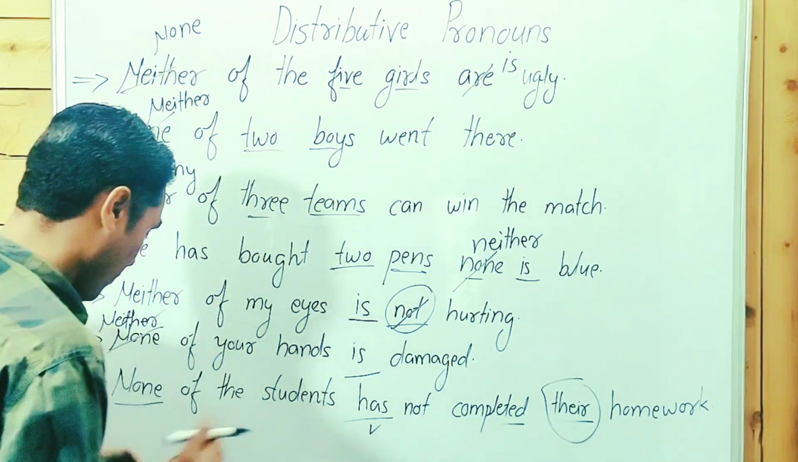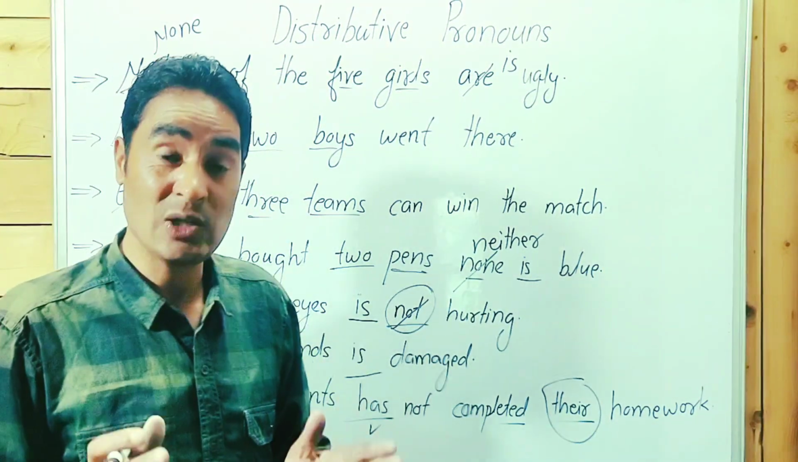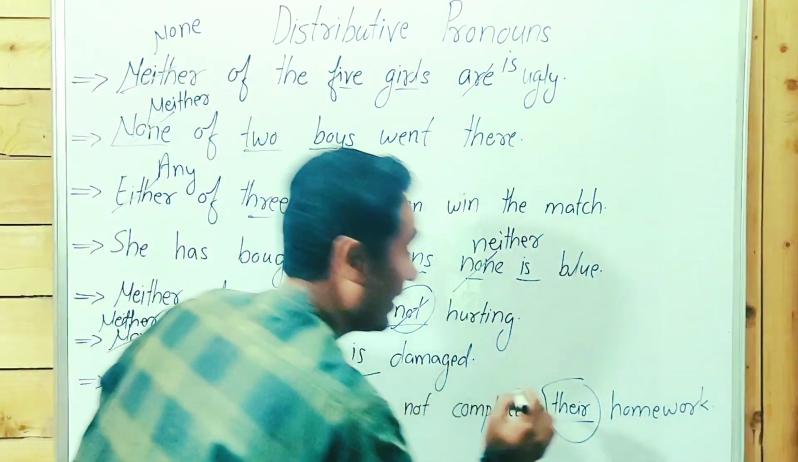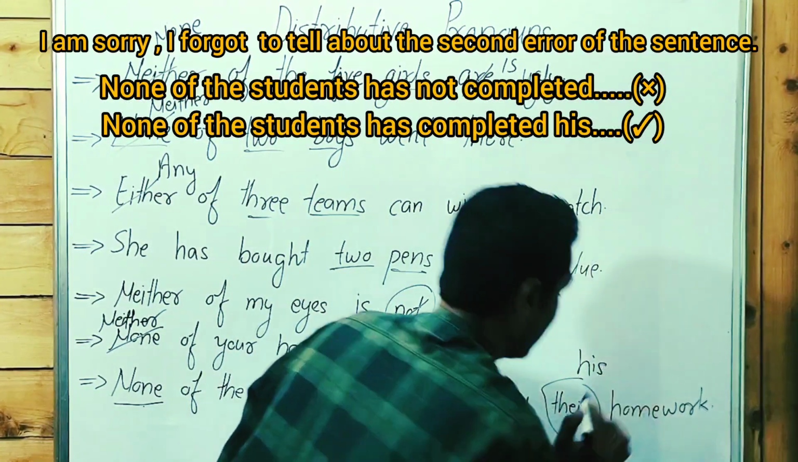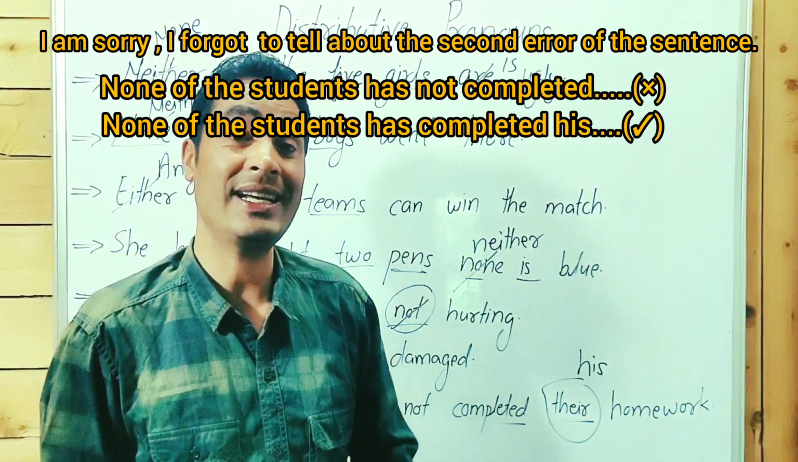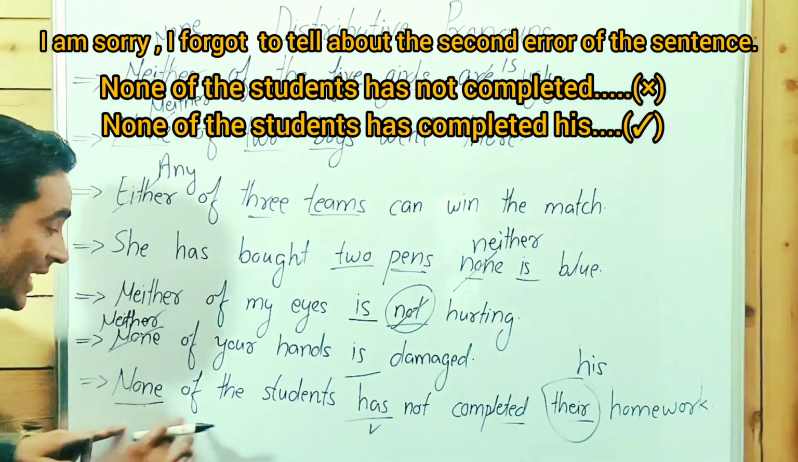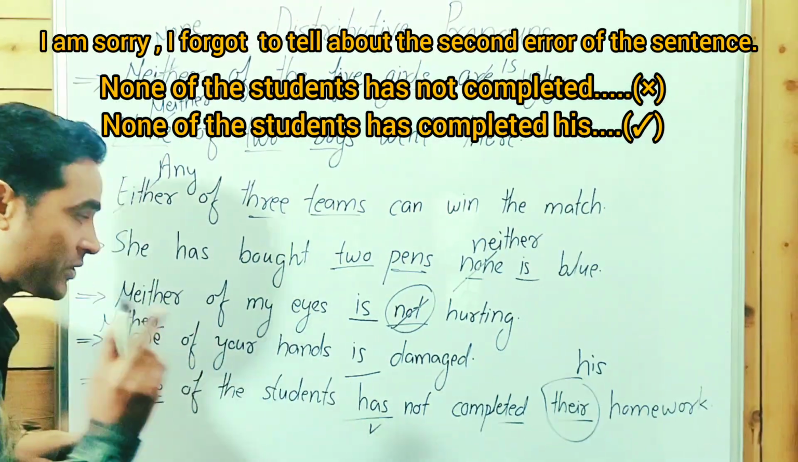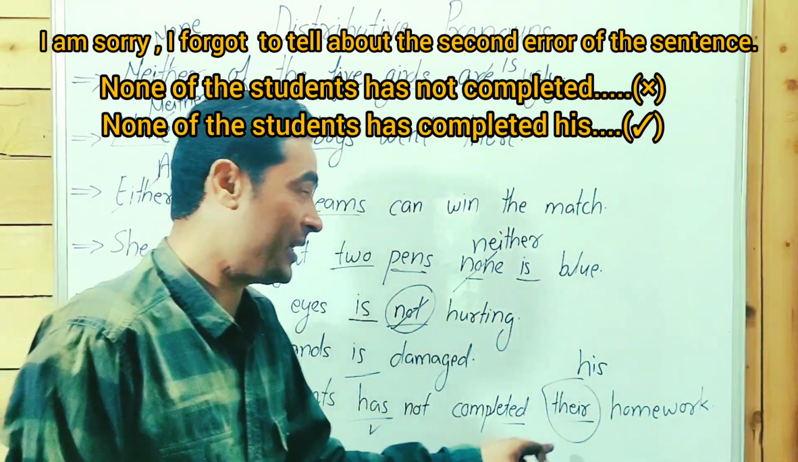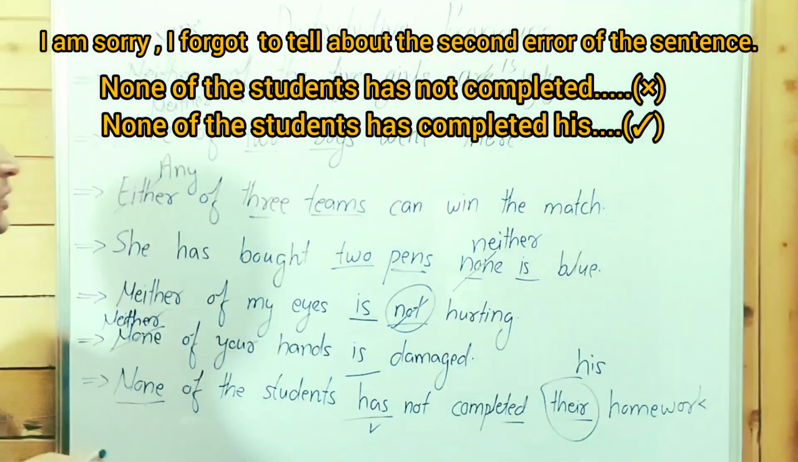So here, none is singular. None takes a singular verb and a singular possessive case. So in this case we have to use his. None of the students has completed his homework. Neither of the students: suppose we are talking about 2 students, neither of the 2 students has completed his homework. I hope you understood.